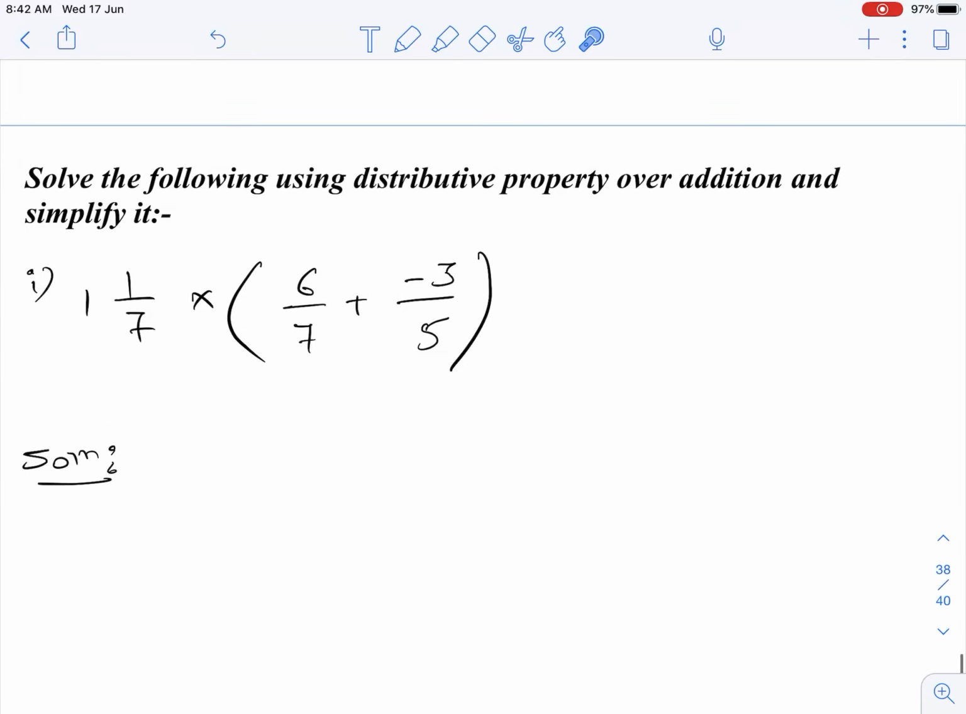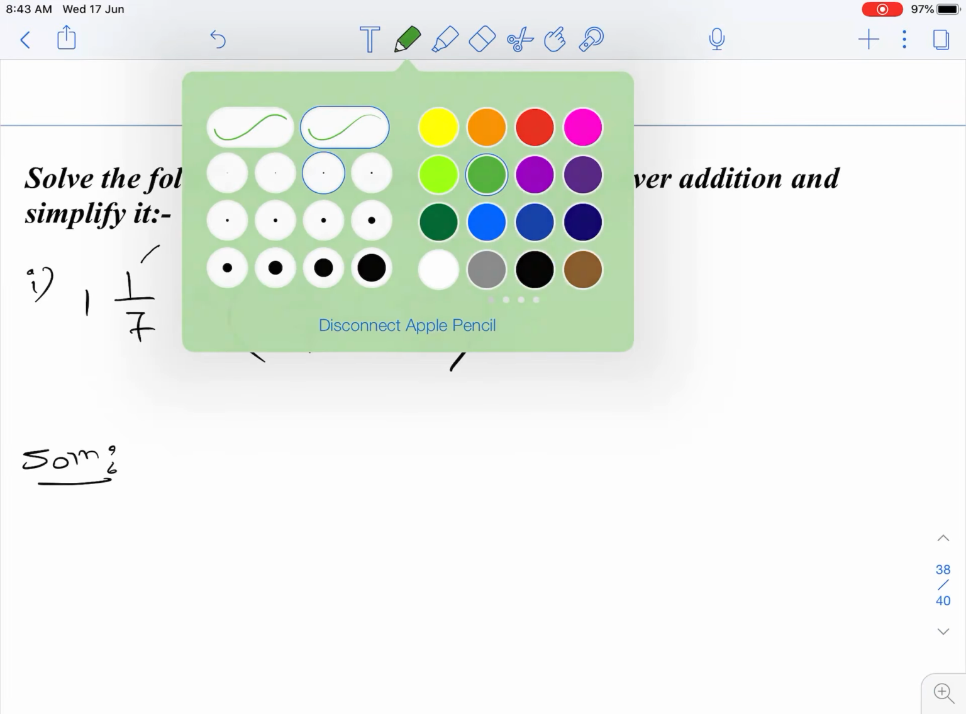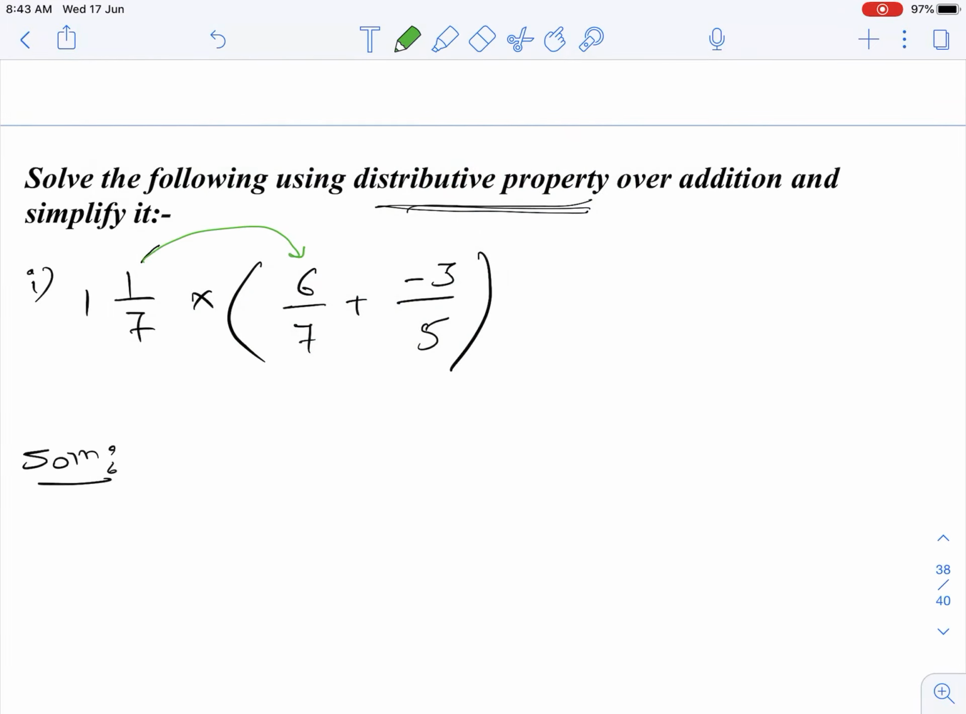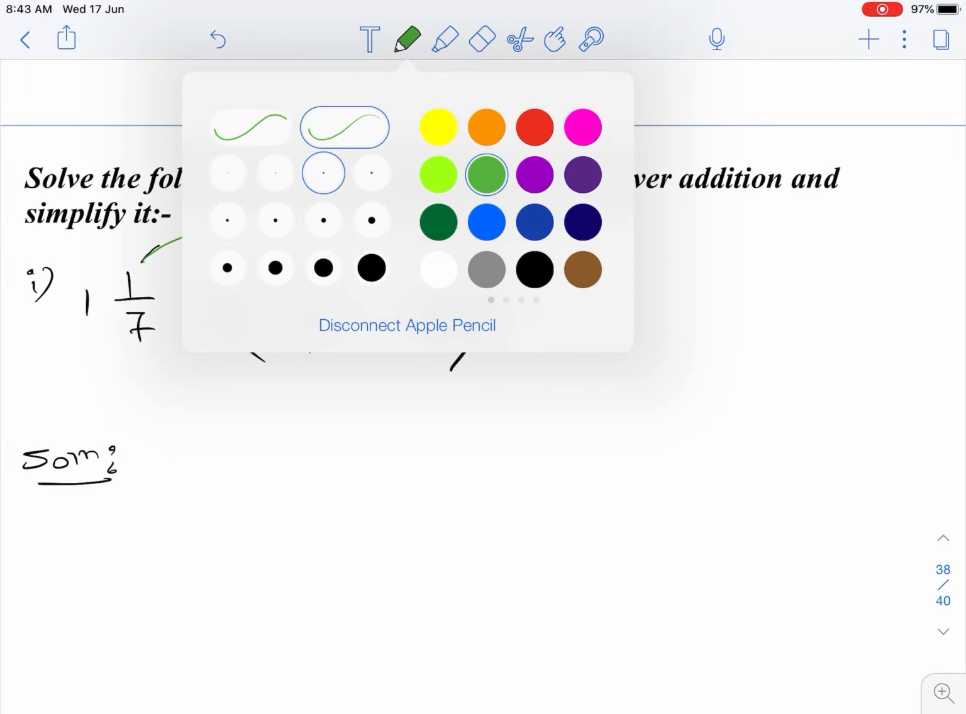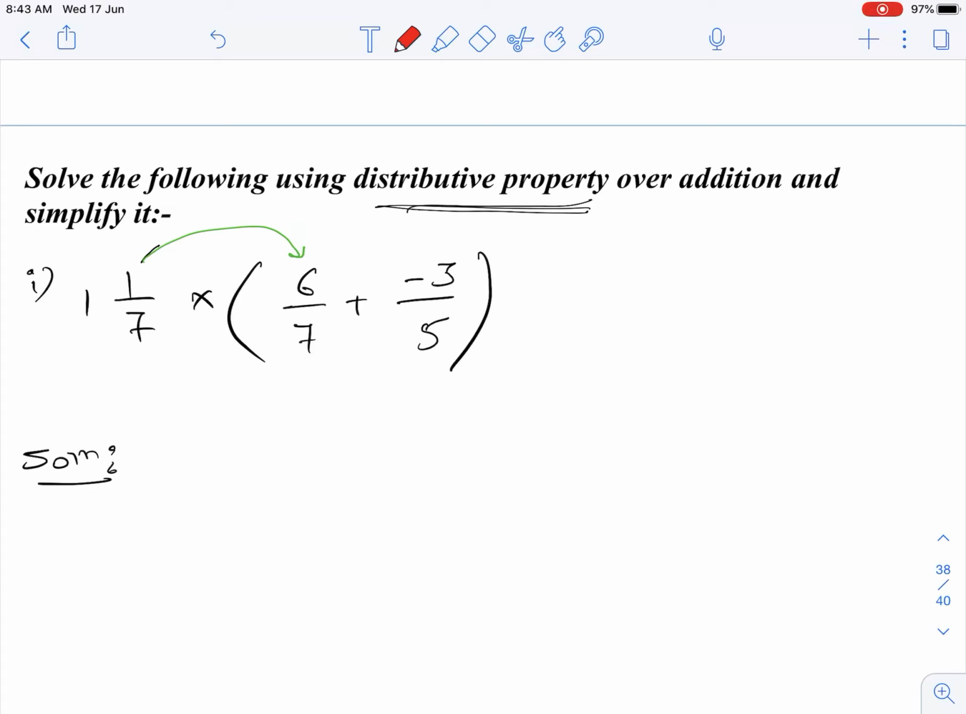In the next example it is given to solve the following using the distributive property over addition and simplify it. Remember that in this case there is no equal to sign, so the LHS RHS property cannot be used here, but we have to make use of the distributive property. In that we will multiply this 1 1/7 first with this 6 upon 7, and then with this minus 3 upon 5. So let us start solving.